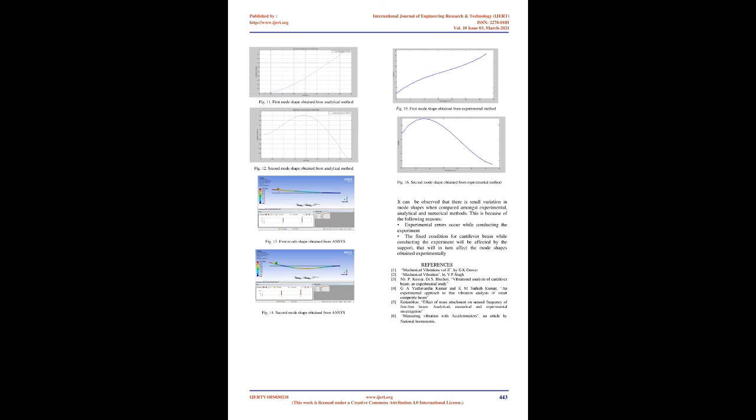Conclusion. The analytical and numerical analyses were also conducted and the results are compared with the experimental method. Table: natural frequencies comparison. It can be observed that the frequencies obtained for modes 1 and 2 from the experimental method are in good agreement with the analytical method. The numerical method values can be validated with the experimental and analytical methods. It can be observed that there is a small variation in mode shapes when compared amongst experimental, analytical, and numerical methods.